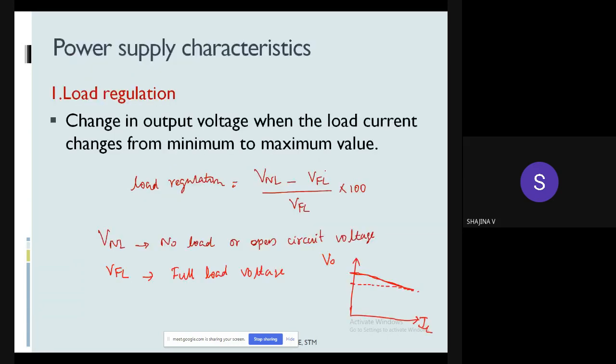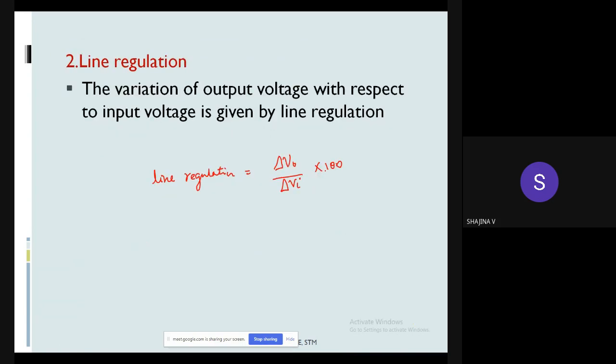So simply, load regulation means this is a change in output voltage with respect to load variations, or we can say when the load current changes from minimum to maximum, what is the change in output voltage, that is given by load regulation. And line regulation is the variation of output voltage with respect to input voltage, that is line regulation. Okay, how we do it practically, we can discuss in the lab experiment.